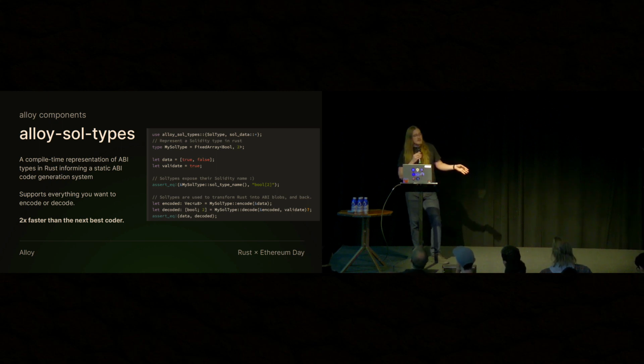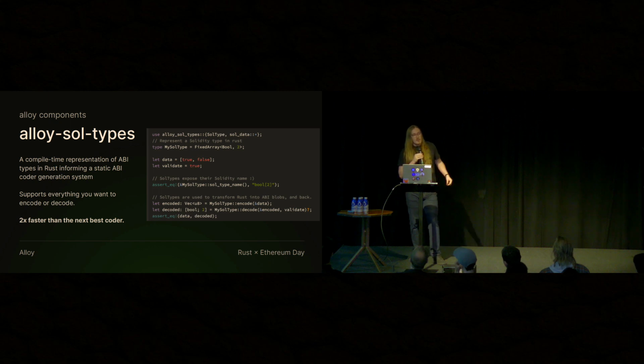All of these types are zero-sized, they disappear at runtime, and we use them to make very well-optimized static ABI coding routines. Rather than loading everything into some dynamic type representation, we just generate a coding routine at compile time for every type that you actually use in your program.